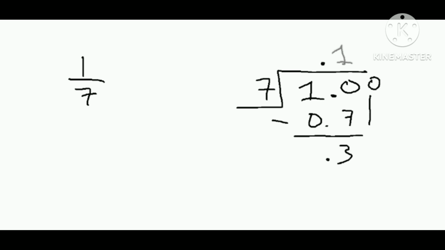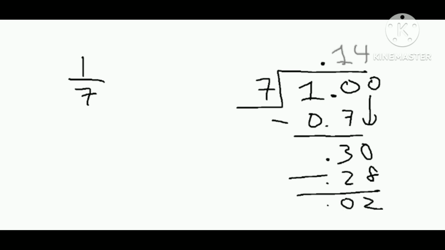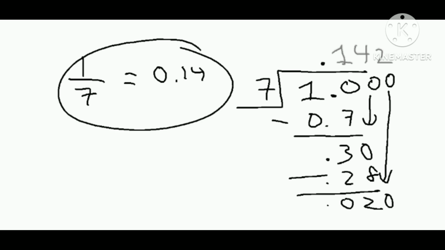So let's add another 0. How many times does 7 go into 30? 7 goes into 30 4 times. 7 times 4 is 28. And so we have 2 remaining. And so let's add another 0. 7 goes into 20 2 times. And we can stop here because this number is going to go on forever. So we can say 1 over 7 is approximately 0.14. So that's how you can turn a fraction into a decimal.